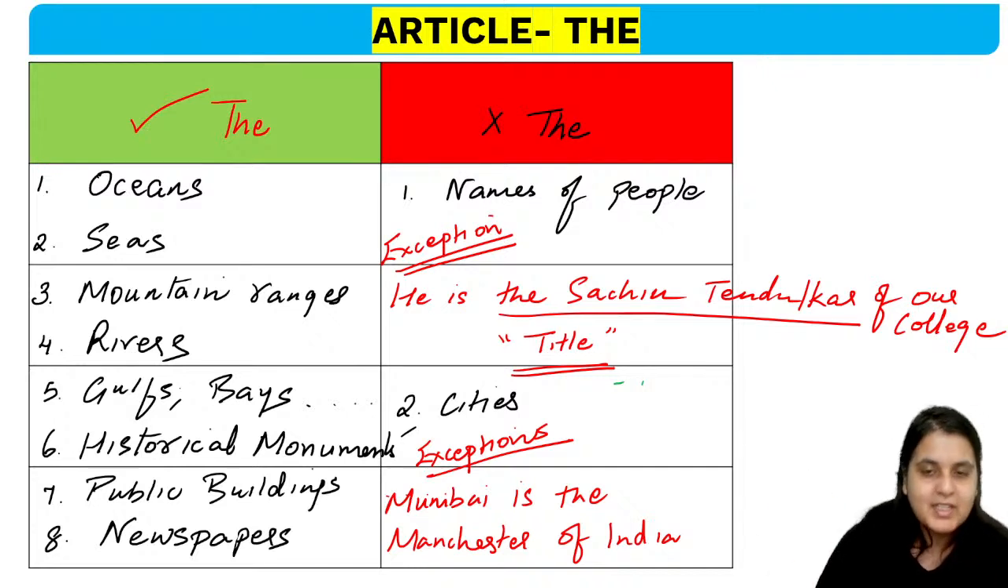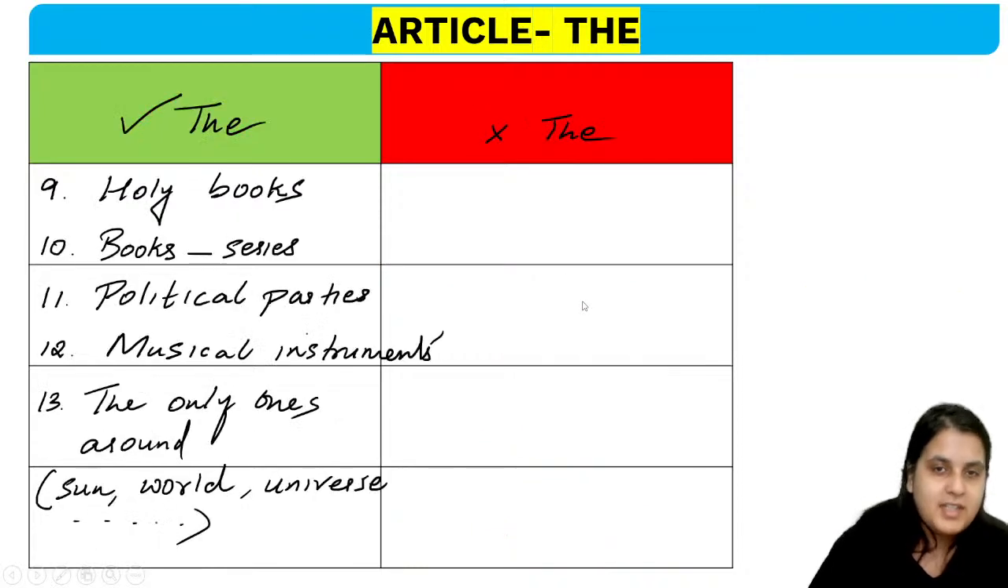I'm again conferring it as a title. Or Mumbai used to be known as the Manchester of India. So I'm using here the Manchester as a title. We say, for example, the Switzerland of India, the pink city. It's because it's a title given again. So when we're using these names as titles, exactly, when we're using these as titles, we use the. Okay, next one.